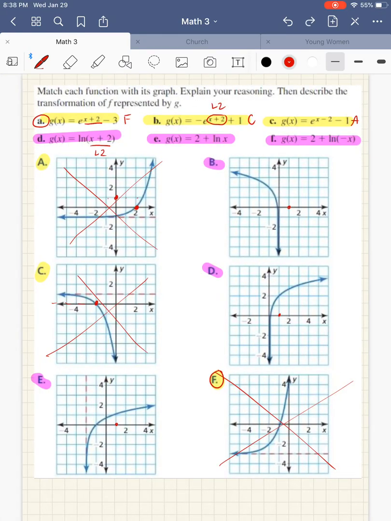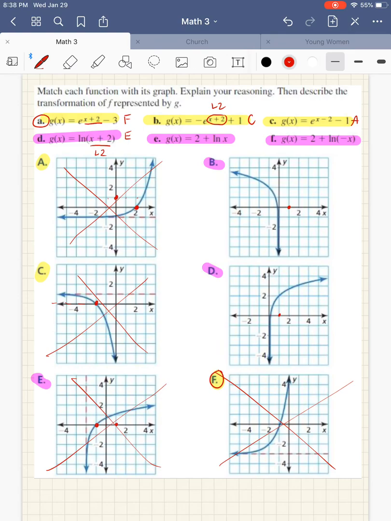Let's check. If I move this one left 2, I miss my graph. So it's not that one. If I move this one left 2, I miss my graph. So it's not that one. If I take this and I move it left 2, look at that. I hit the graph. So I think that E is the graph of part D here. So we use that one. We could use our elimination here.